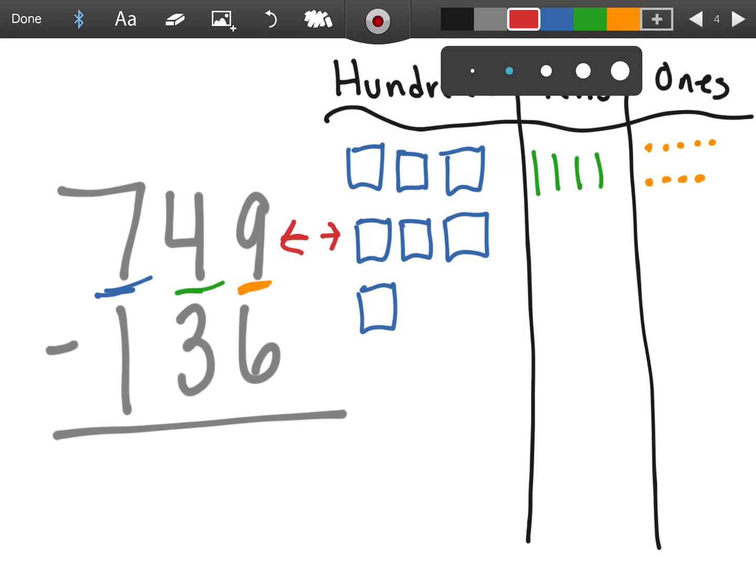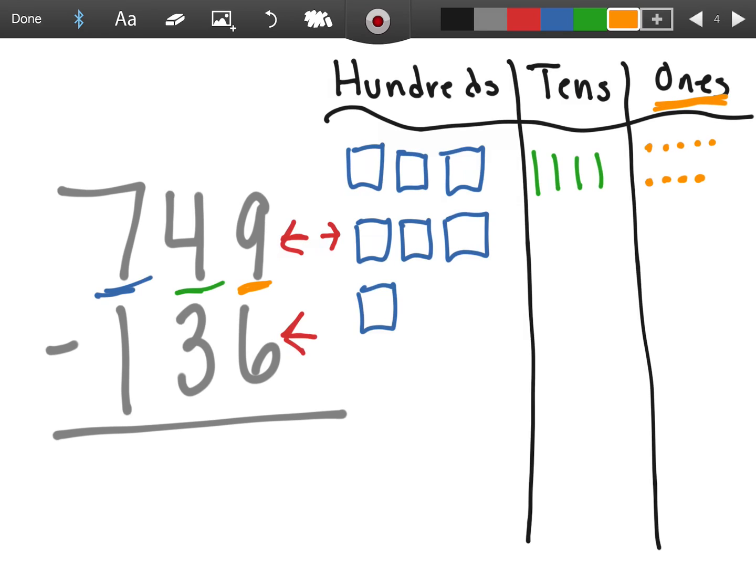Now we're going to look at that bottom number and see if we can take away. So I'm going to look in the ones place first. I have 9 ones and I want to take away 6. Can I do that, second grade? I can. So we're going to take away 6, leaving us with 3. Now we have 4 tens and we want to take away 3. 1, 2, 3 gives us 1. And 7 minus 1 gives us 6.